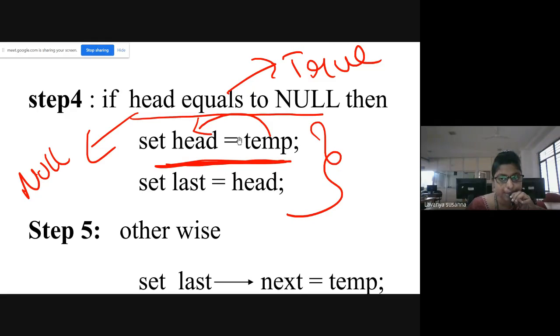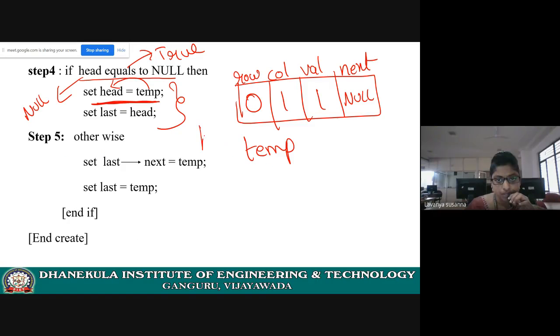Now head points to the temp node. See, head equal to temp. You are assigning temp address to head. Now head is pointing to the temp node only. Now see here, set last equal to head. Again, you are assigning the head address to last. Again, last points to this node only. Temp is pointing to the first node only, and head is pointing to the first node only.